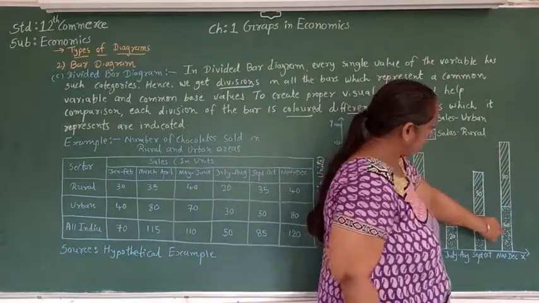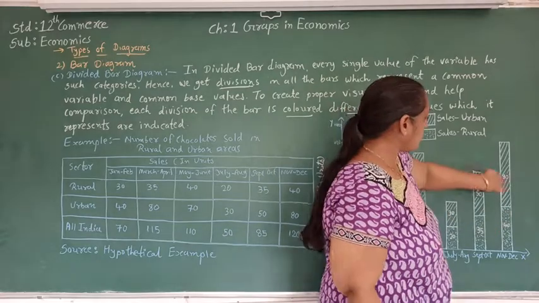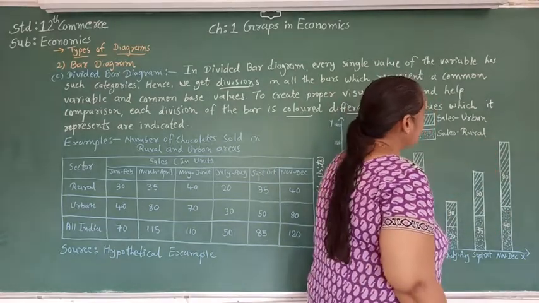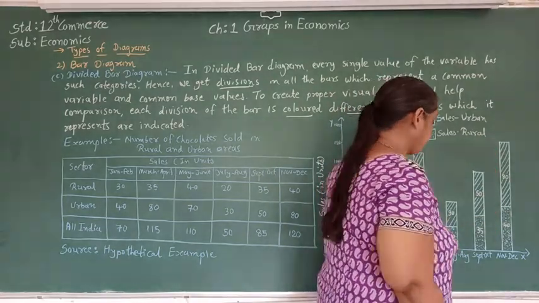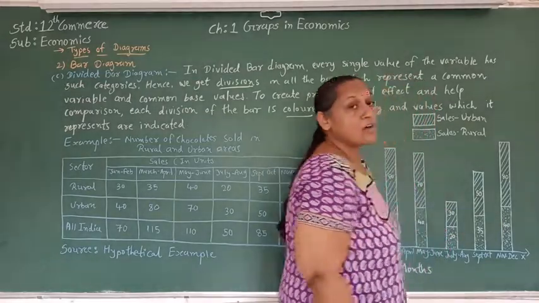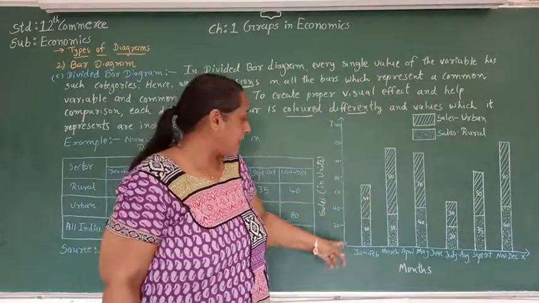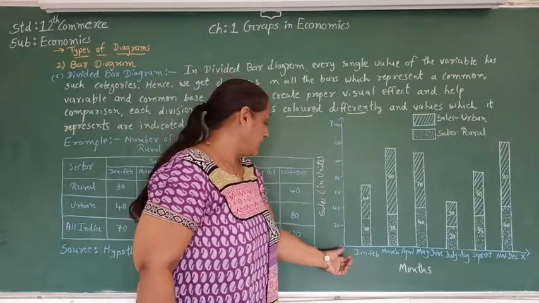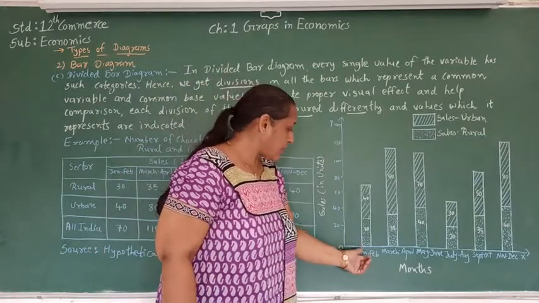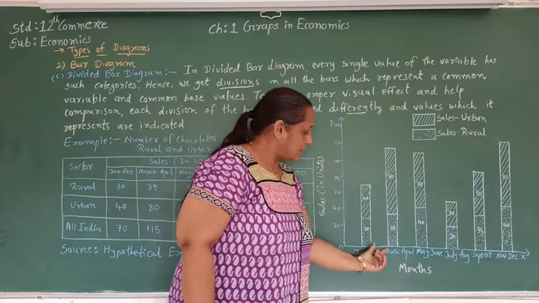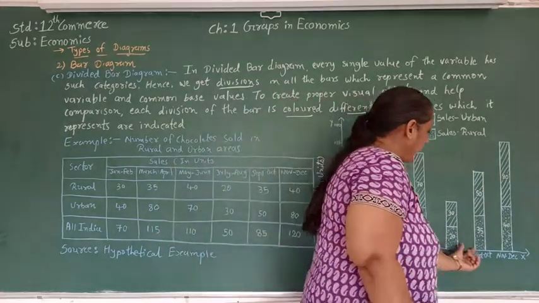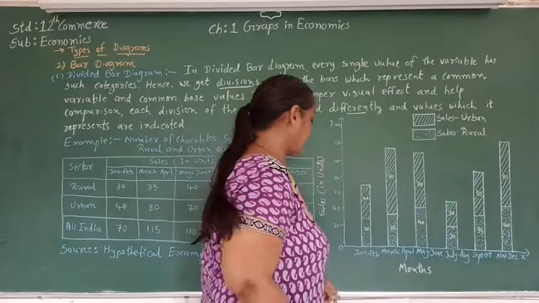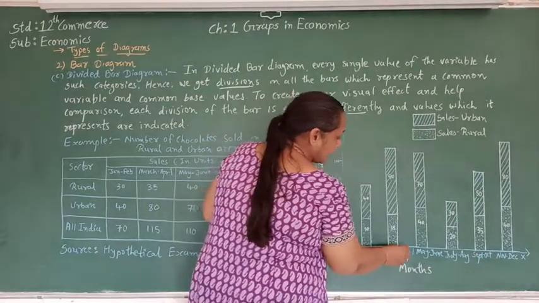From that, in the rural area 40 units were sold and in the urban area 80 units were sold. So this is how we can draw the divided bar diagram. Here again, my dear students, we have to keep in mind that whatever distance we keep from the origin to the first bar, the same distance we must keep between all the bars, and the width of the bar must be the same.